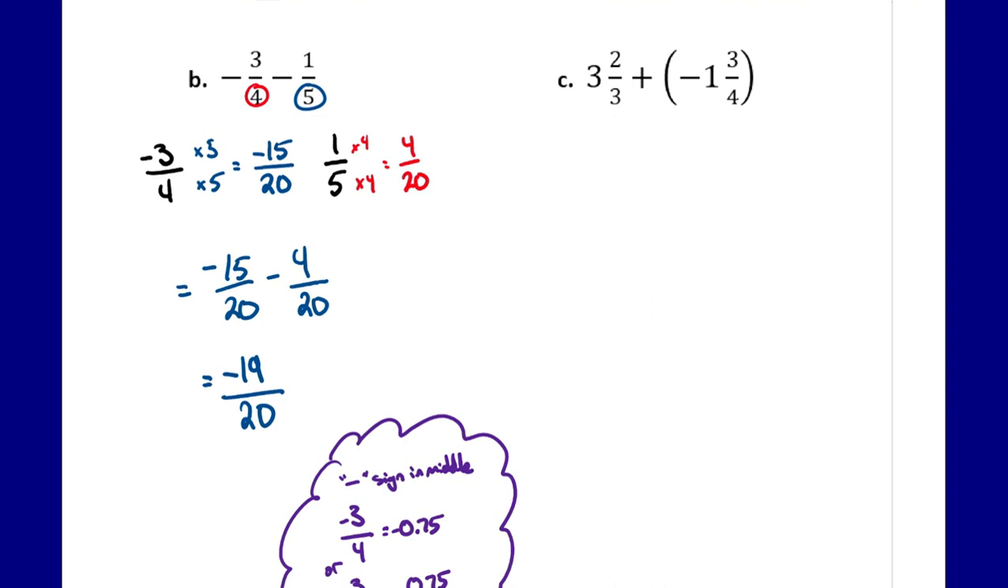For C, here we have mixed fractions. So now we have to do something a little bit different. First, let's simplify this double sign. So 3 2/3 plus a negative is the same thing as saying minus 1 3/4. With my mixed fraction, I'm going to deal with the whole numbers first. Right, so off to the side, 3 minus 1 equals 2.